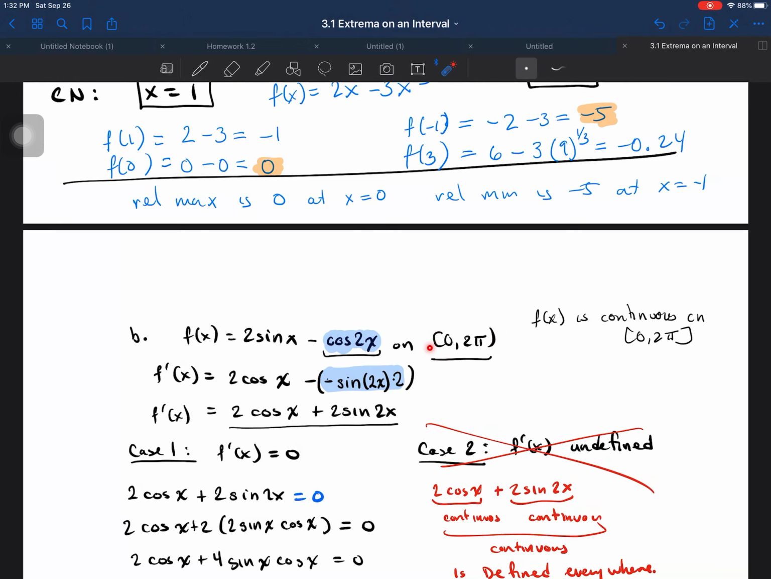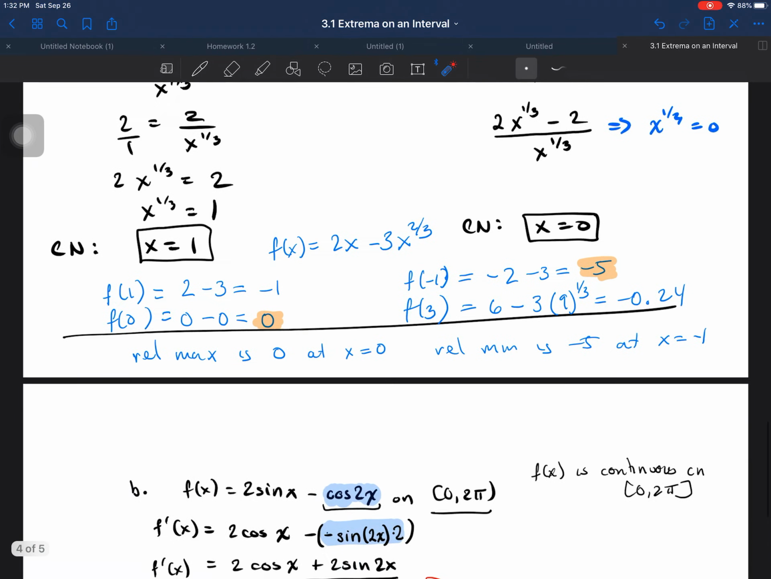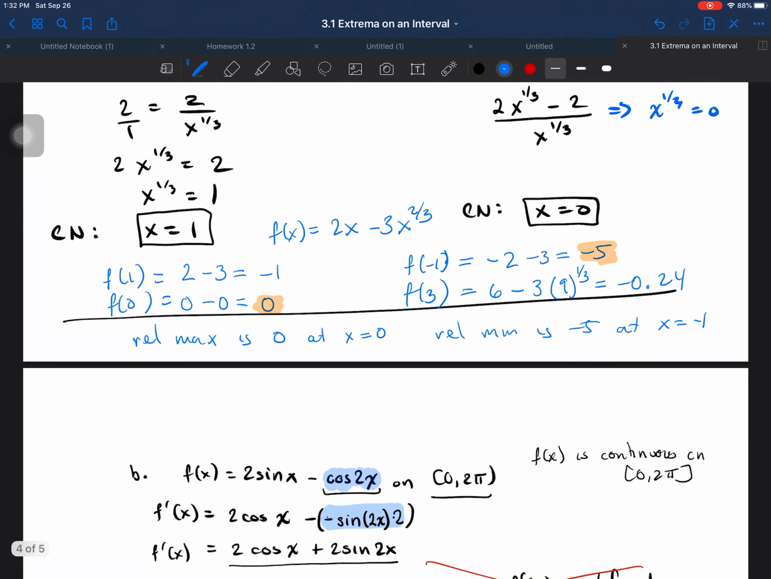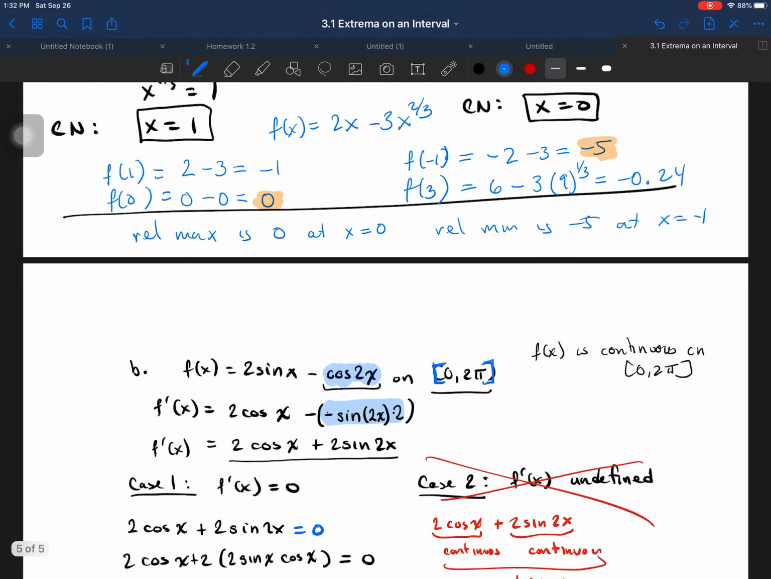Now it is a closed interval, so I want to be sure here and write it out. Be careful here with this. This is a closed interval. So what we're going to do is find the critical numbers by taking the derivative of this. That is the derivative of 2 sine of x. It will be 2 times the derivative of sine, which is cosine, minus the derivative of cosine 2x.